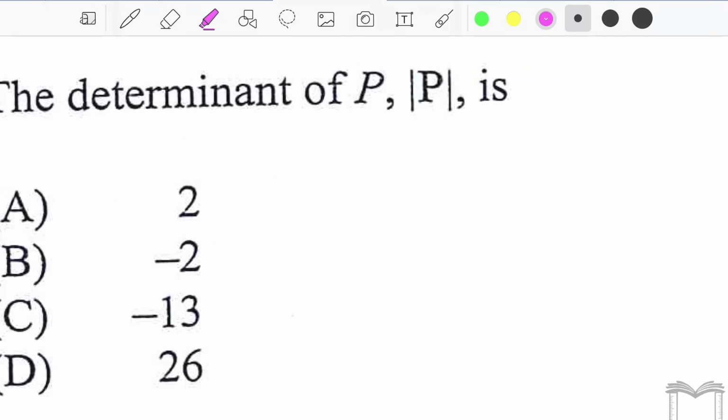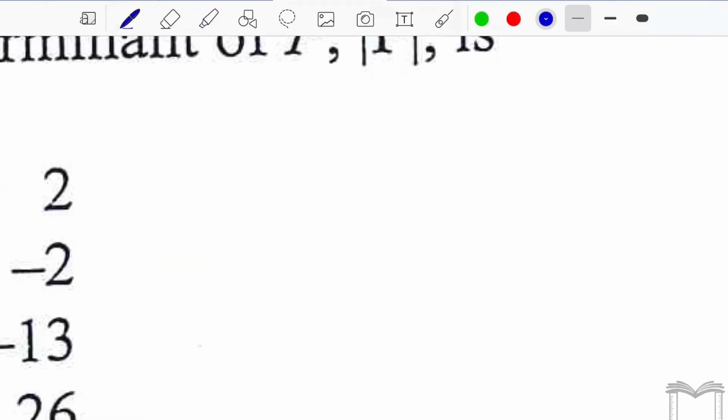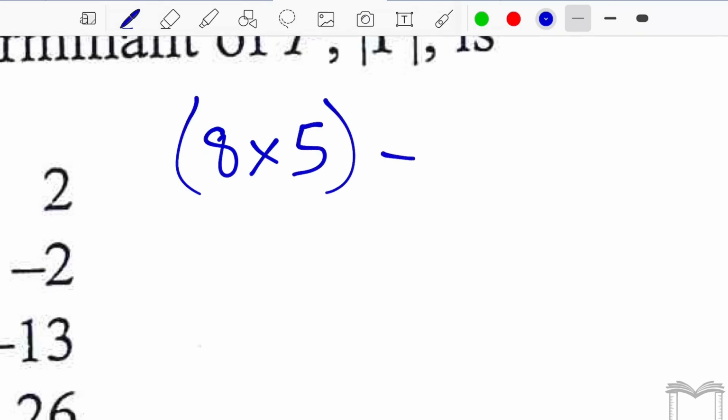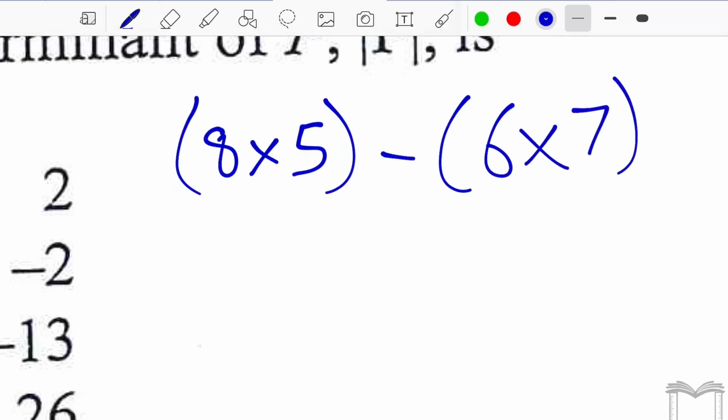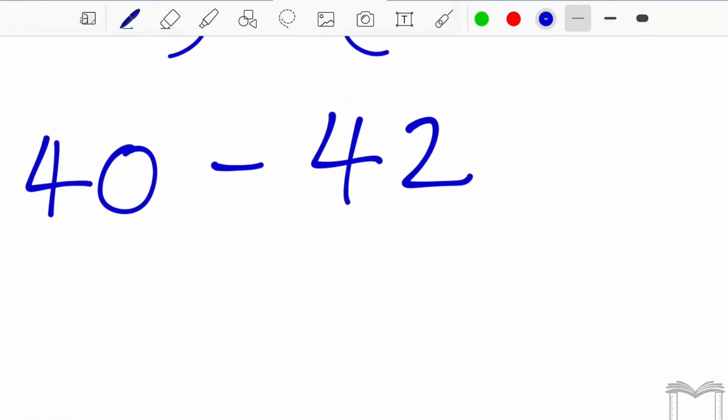8 by 5 minus 6 by 7. So let's work that out. Hopefully you should know this, you can work this mentally. 8 by 5 minus 6 by 7. 8 5s are 40, and 6 by 7 is 42.